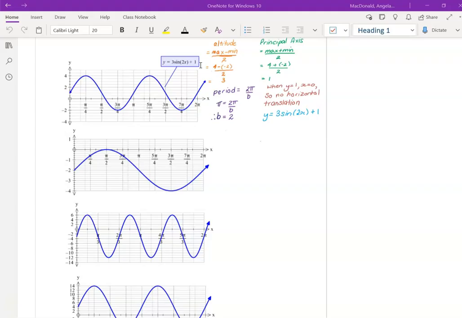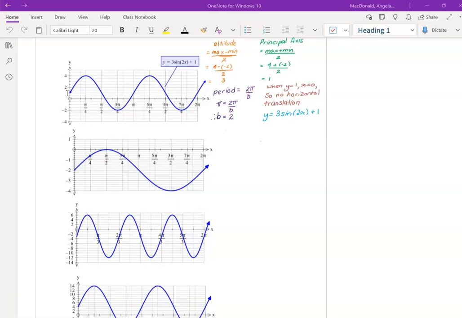Yes. And why is the c value non-existent? Because when we look at our principal axis here, it starts here, it's y equals 1, boom, it's right here at 0. So c is 0, okay? And that's the difference probably from what we did in methods to what we're doing in spec, is that in methods we didn't really have too much of a translation, or horizontal. If we did, it was very obvious.